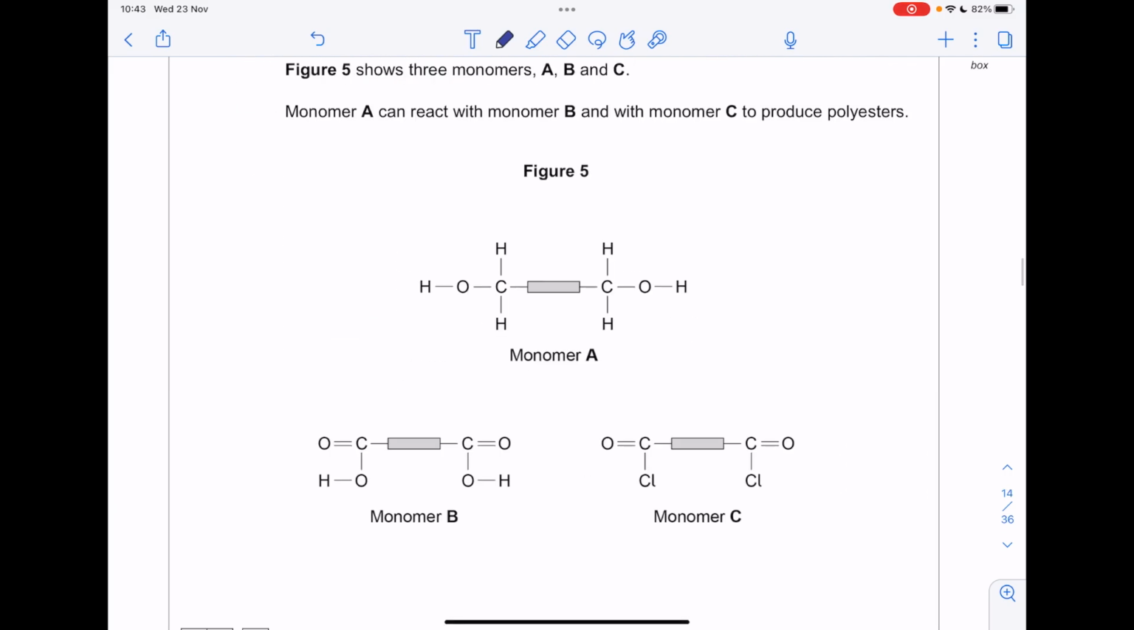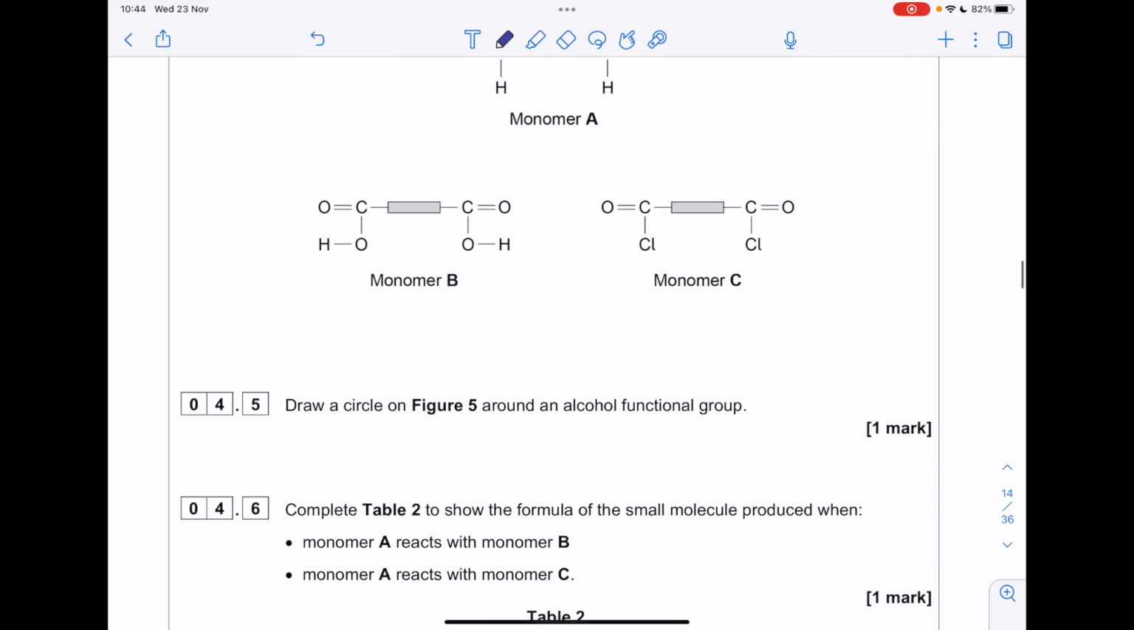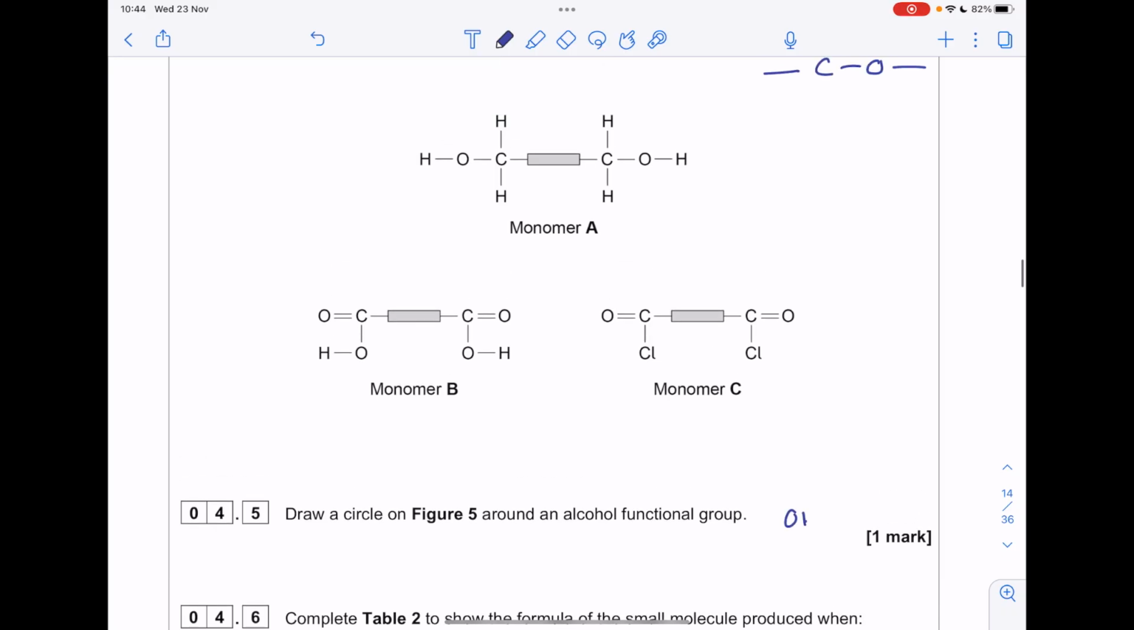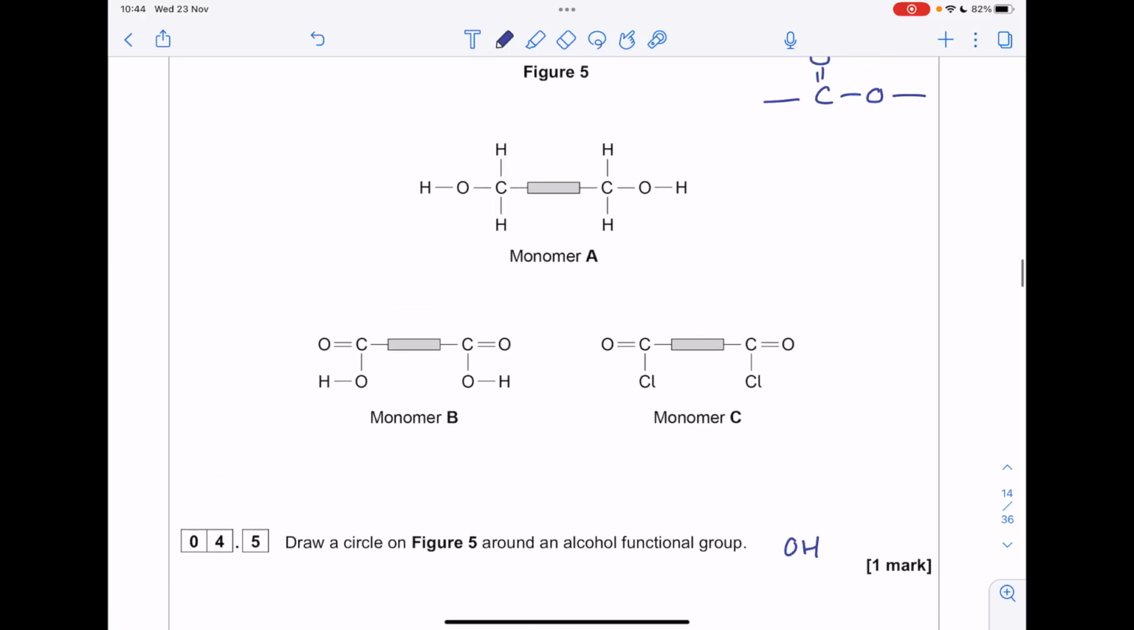Figure 5 shows 3 monomers A, B and C. Monomer A can react with monomer B and with C to produce polyesters. Remember, an ester has this functional group here. Draw a circle on figure 5 around an alcohol functional group. We're looking for OH here. So there. Don't pick these ones here because remember this is a carboxylic acid.